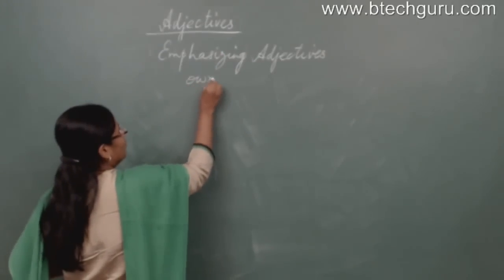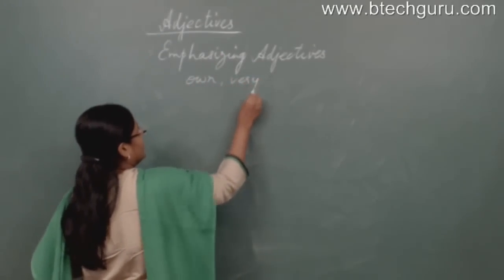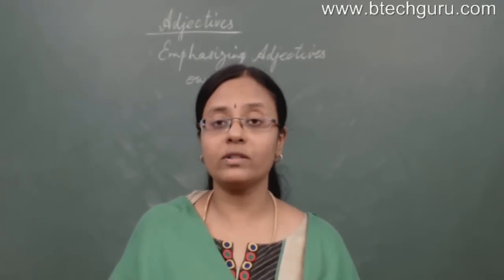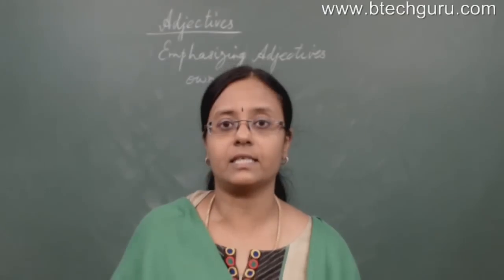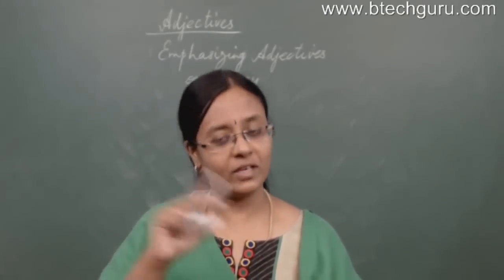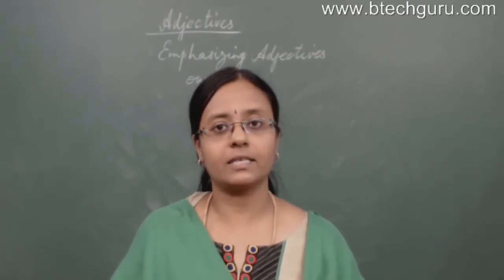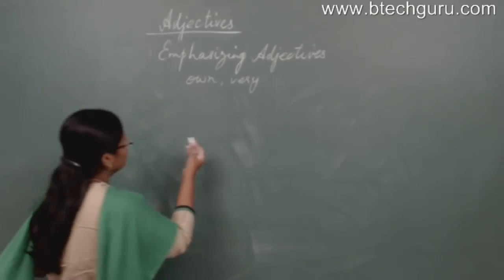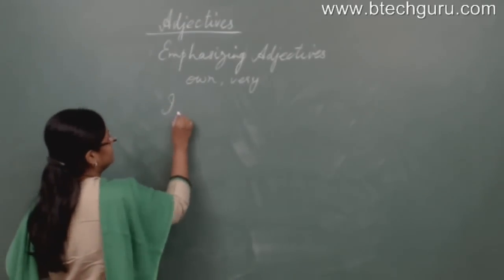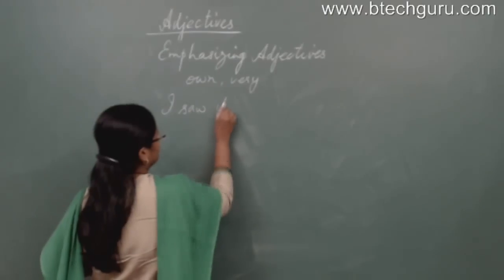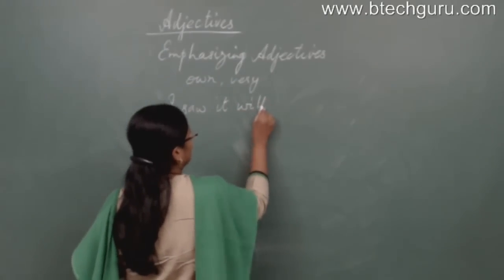Only two words, own and very. Sometimes you hear people saying, I saw the accident with my own eyes. So there is some difference when you say with my own eyes, instead of saying I saw it with my eyes. You just want to emphasize, to give more importance to that. I saw it with my own eyes.